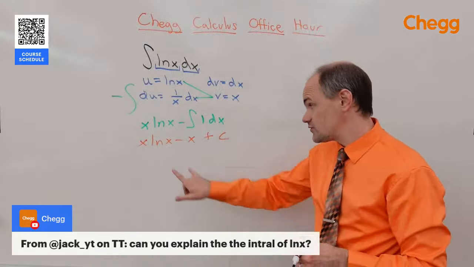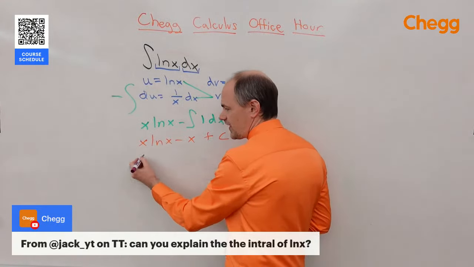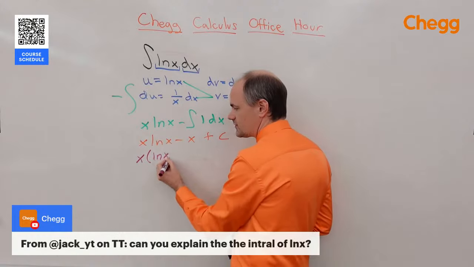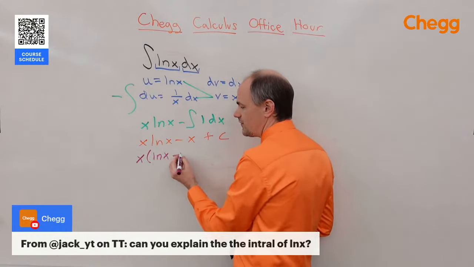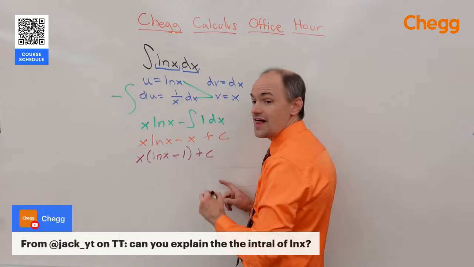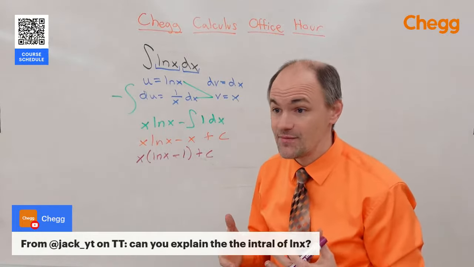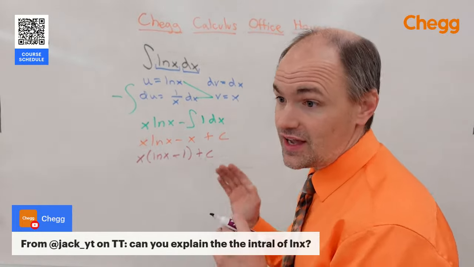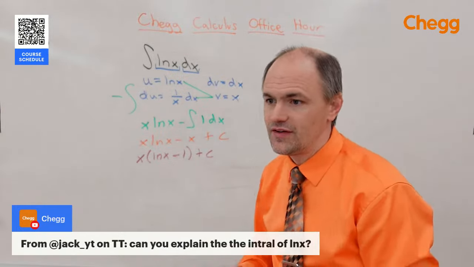Now, often I don't see it written like this. Often I see people factor the x out, and so you'll also see the antiderivative of natural log written this way as well. It's the exact same thing with the x factored out of there.